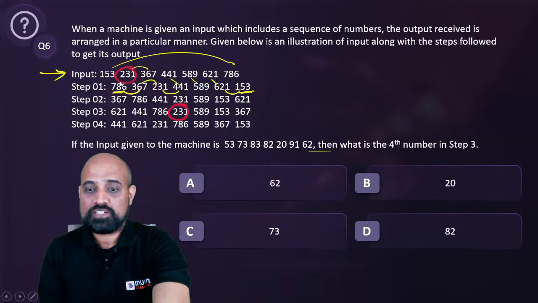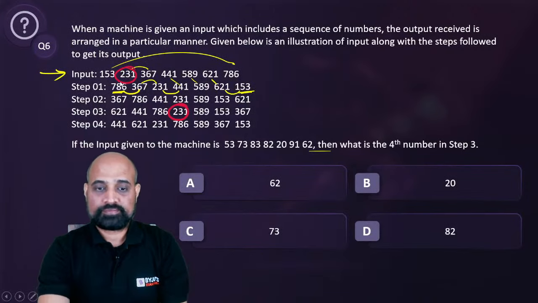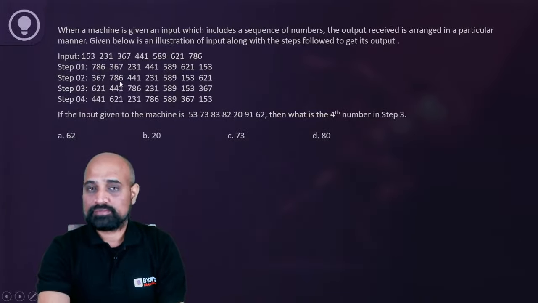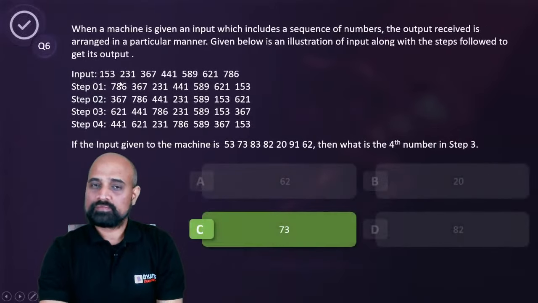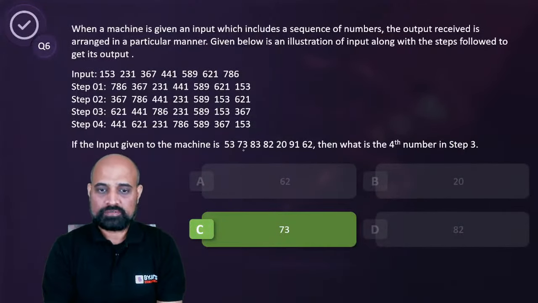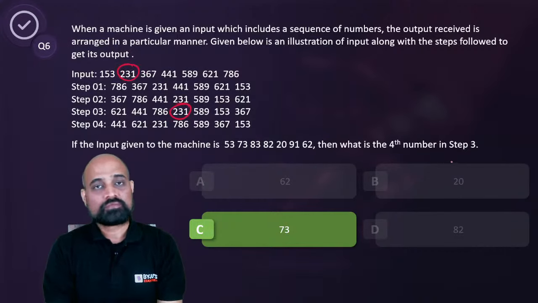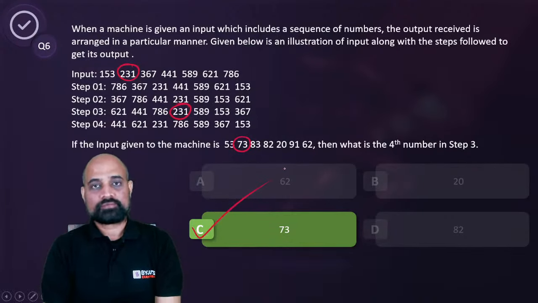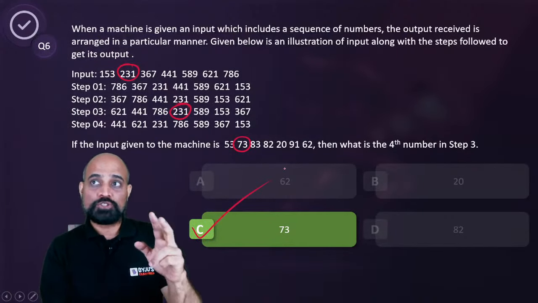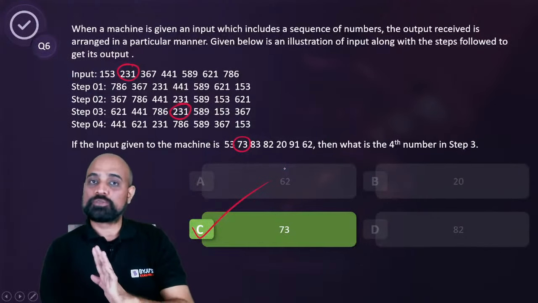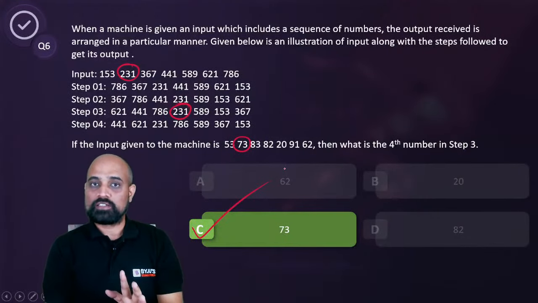So what do you think the answer should be? क्या करना चाहिए? 73, straightforward. ये आपका स्टेप 3 का फोर्थ नंबर वही होगा जो स्टार्टिंग का सेकंड होगा. सो स्टार्टिंग का जो सेकंड है वही हो जाएगा. That's the reason why you should follow a certain sequence of steps. हर क्वेश्चन के लिए अलग अलग स्टेप्स नहीं.